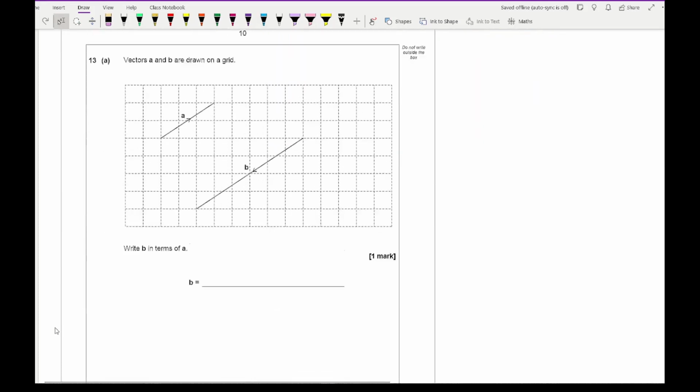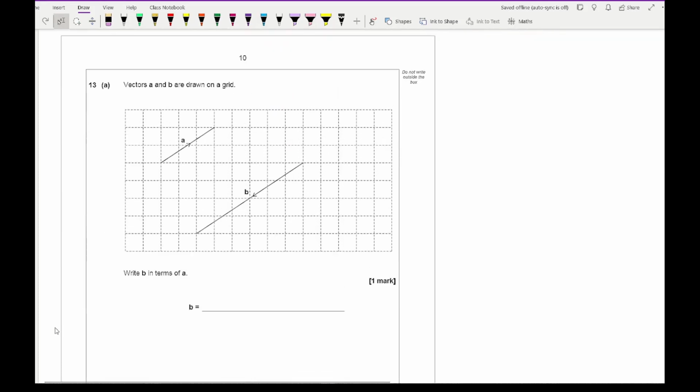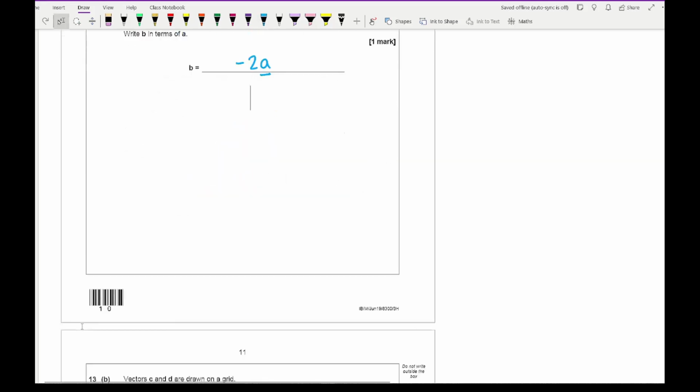Moving on to question 13a, which regards vectors. Here it says vector A and vector B are drawn in the grid. Write down B in terms of A. As you can see in terms of A, that's 1A going in this direction, and this is another A. Now we want to go in the opposite direction, so B is going to be equal to minus 2A.